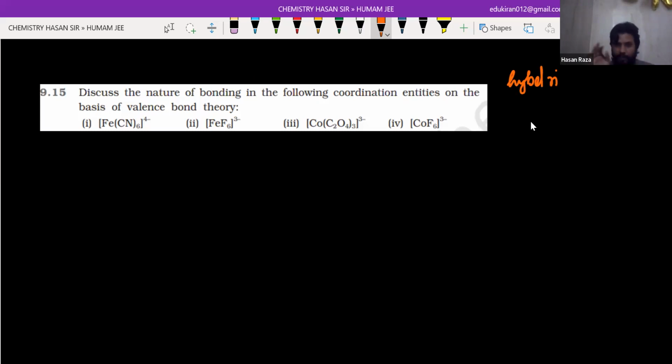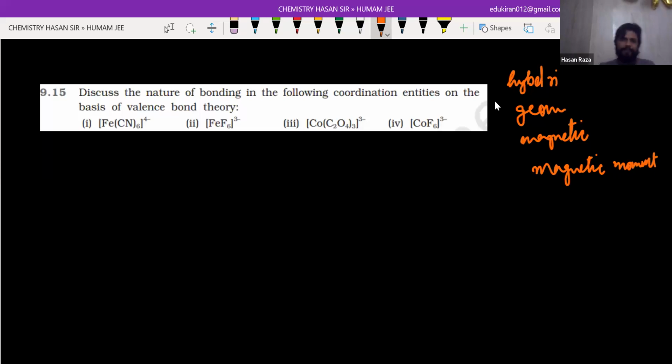Write the configuration of the ground state, then write the configuration of the oxidation state of that element, then make the box orbital, then excite that, then write the orbital again and show the paired electron if there is a possibility, then fill the vacant orbital and then write the hybridization, and then write the geometry, then magnetic nature: since it is paired, it is diamagnetic, since it is unpaired, it is paramagnetic, then write the magnetic moment. Please do it.